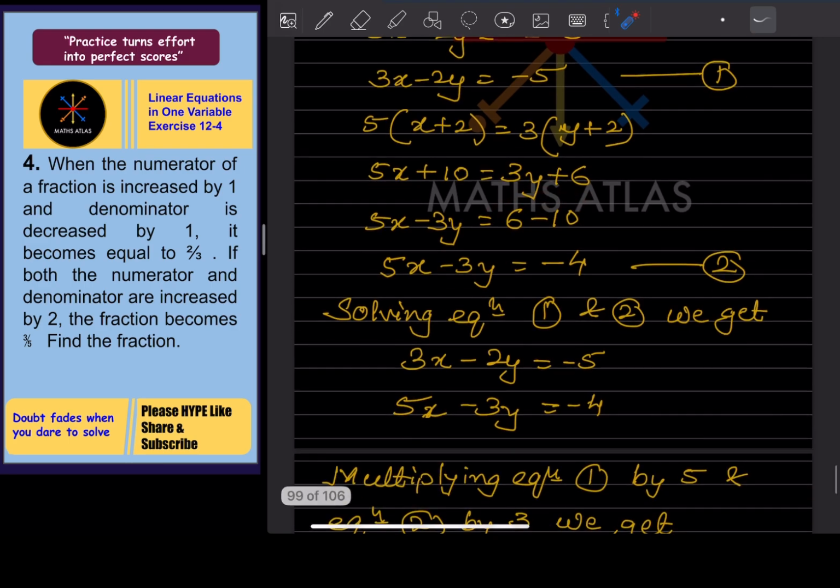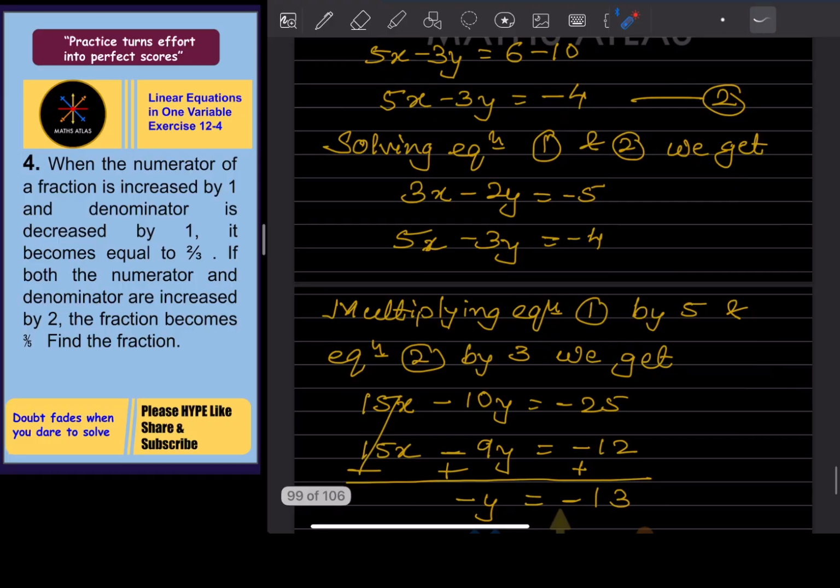Solving equations 1 and 2. So this is 1, this is 2. Now we are going to eliminate one variable, so use this elimination method.